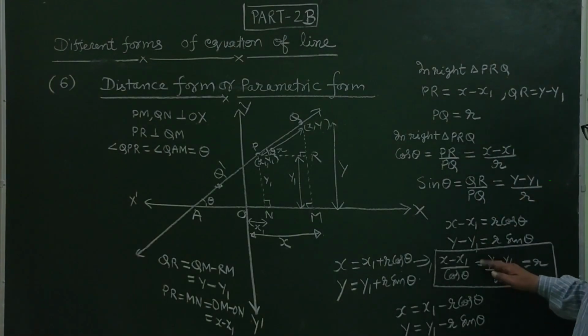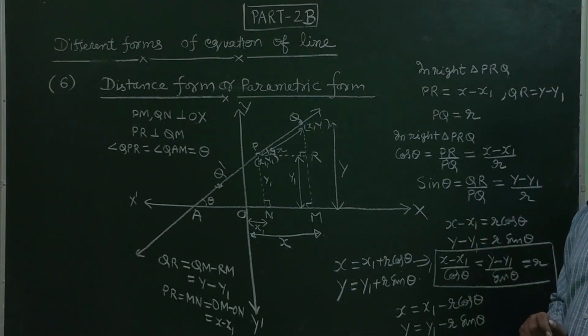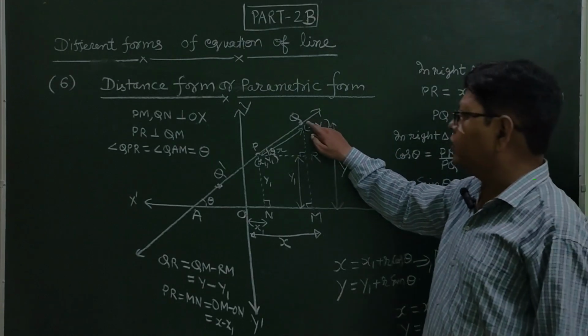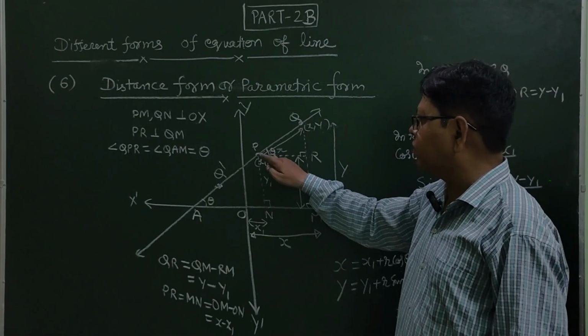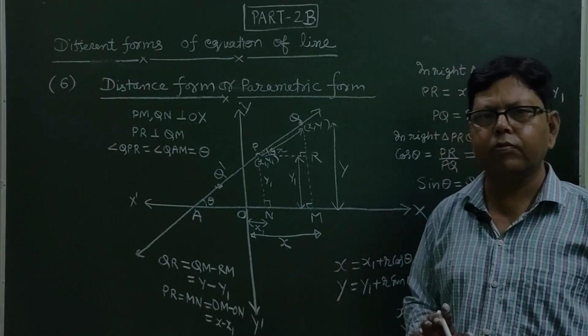Or you can write this equation in this form: x minus x1 upon cos theta is equal to y minus y1 upon sin theta is equal to plus minus r, because these points are possible on both sides of the point P. So this form is known as parametric form of straight line.